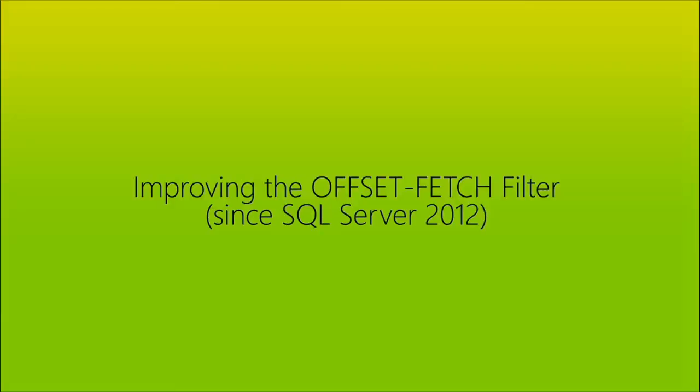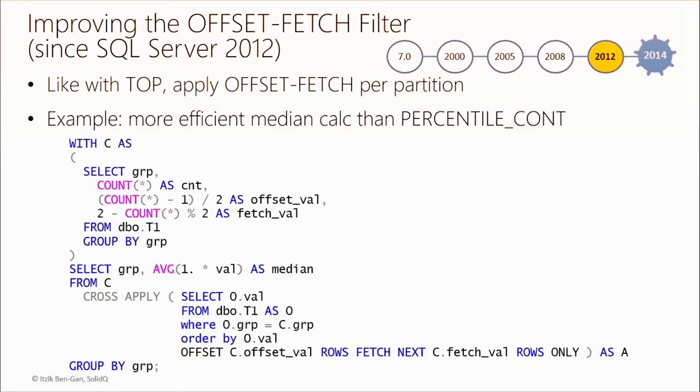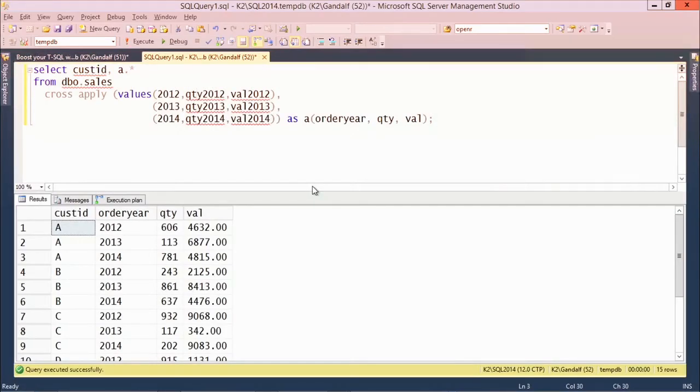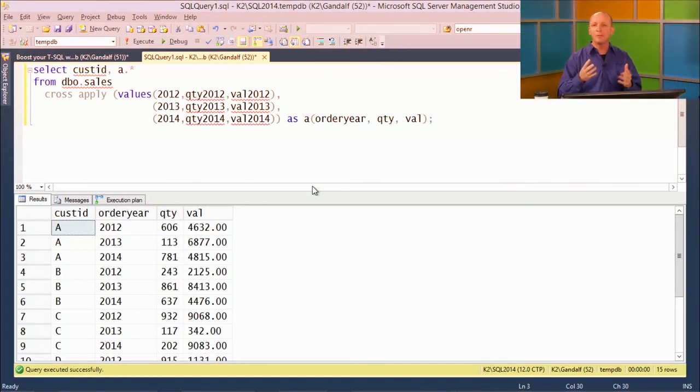All right, and then we move on to our last segment for this course, and that's how to improve a feature that was added recently in SQL Server 2012. That's a feature called offset fetch. So the offset fetch feature, I'm going to show how to use it to solve a classic kind of statistical calculation called median, but first of all, maybe a couple of words about what the offset fetch operator is and how it is related to standard SQL and so on, and then we'll see how to use it along with apply to solve a certain problem.